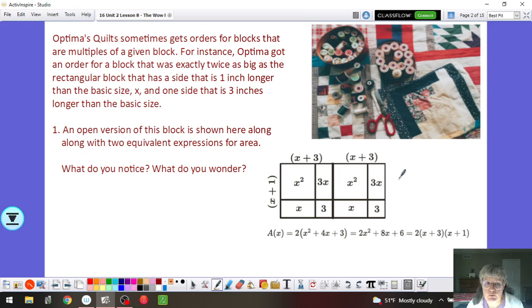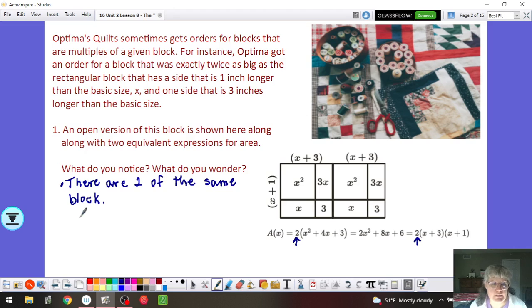So students in class were asked, what did you notice? What do you wonder? And one of the first things that was noticed was that there are 2 of the same block. Something else that was noticed, while we have our standard form, to the left of that equation, we see 2 times what we would find in one block. So the 2 that is factored out, we call that a common factor, is the number of identical blocks.